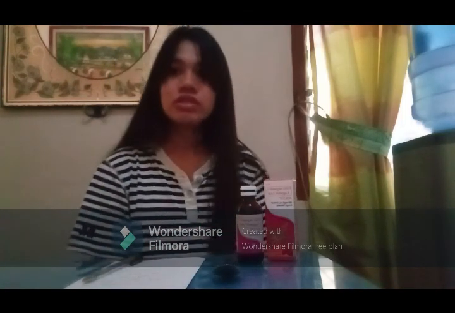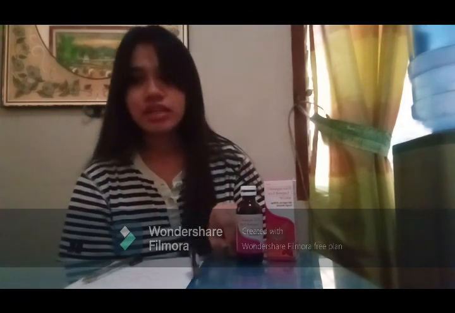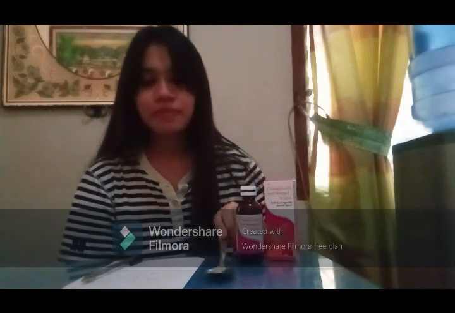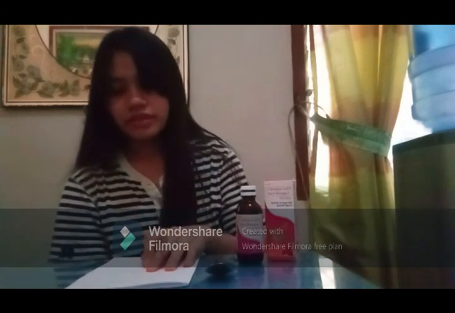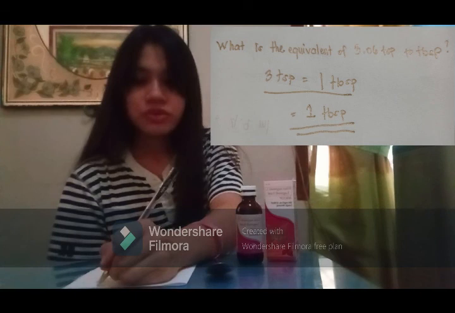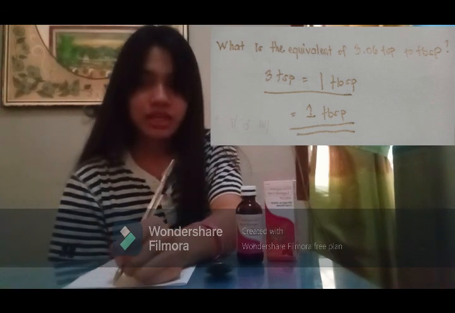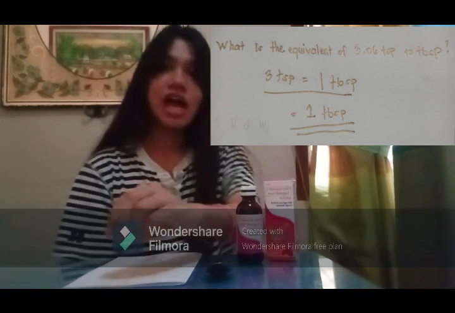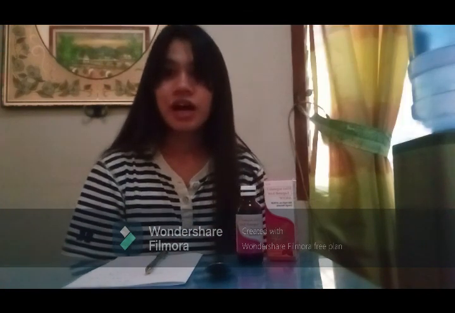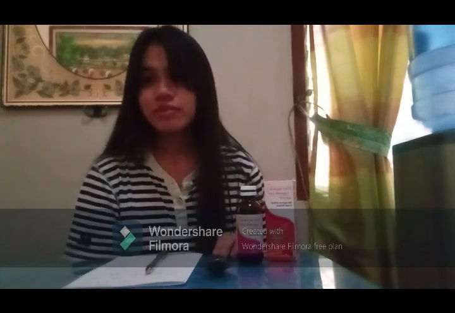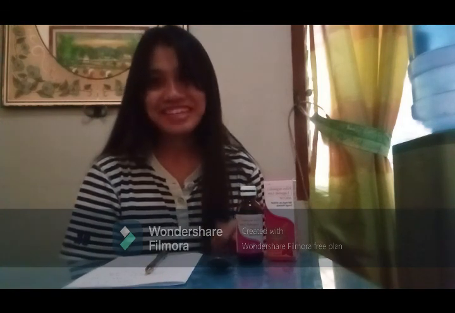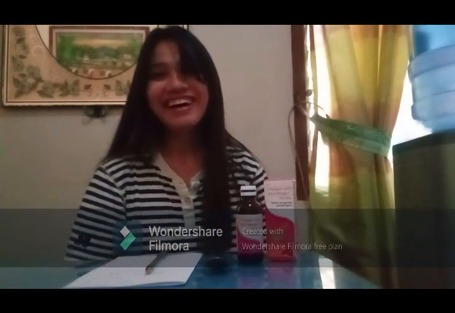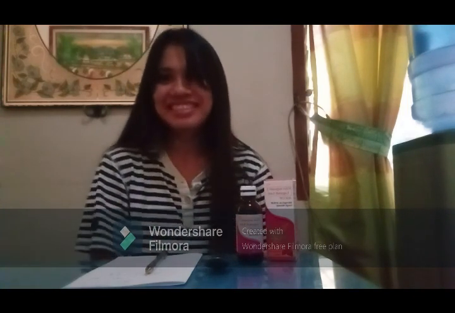Now, we don't use teaspoons in our house. We only have the tablespoon. However, 3 teaspoons is equivalent to 1 tablespoon. So, I can use 1 tablespoon as a replacement for 15 ml of my medicine.